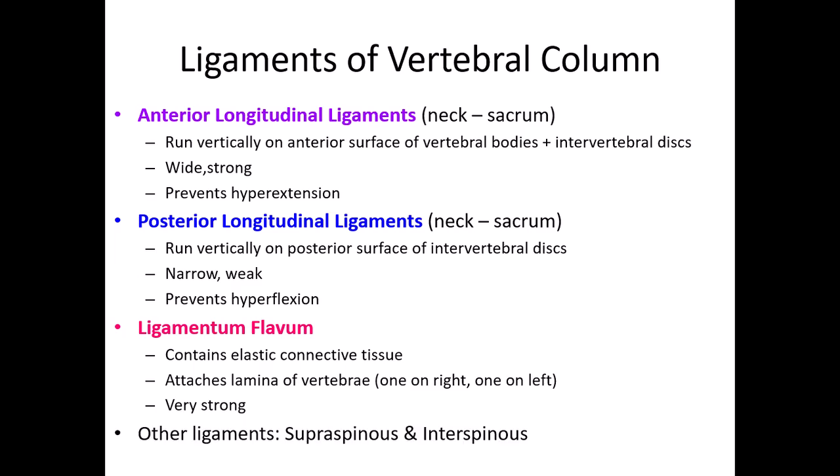There are other ligaments. Supraspinous is going to run along the spinous processes from one end to the next, kind of what you're feeling when you go run your finger along your back. And then there's also interspinous that runs between more of the width of the spinous processes.